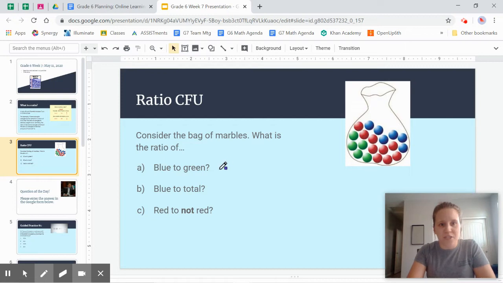But in order to write the ratio of blue to green marbles, I need to know there are 1, 2, 3, 4, 5, 6 blue marbles to how many green marbles? 5. 6:5. Awesome, that's the ratio of blue to green. Can you find the ratio of blue to total?